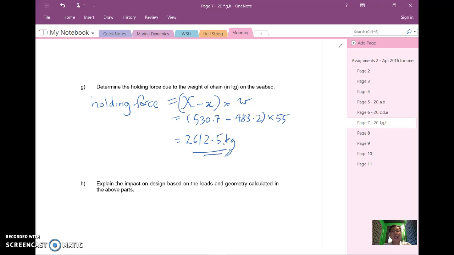The other part would be, how about the water depth of the environment? If the water is too deep, what would that mean? And would the length of the chain be able to provide that holding force for a deep water environment? So these are two conditions that you may want to think about, and how this impacts on the entire mooring chain. That's all I have.